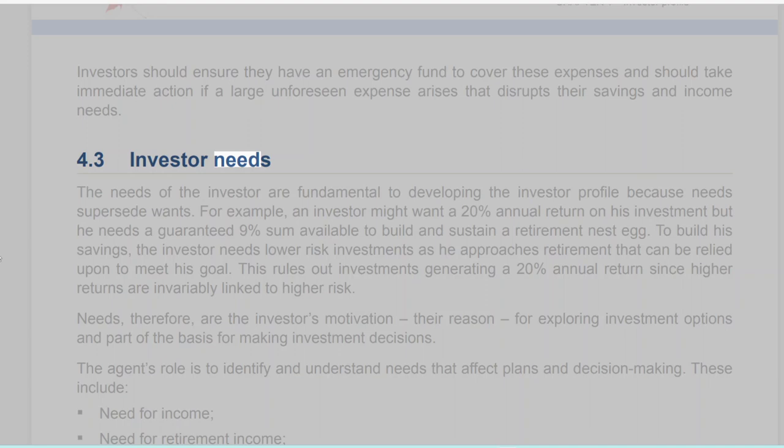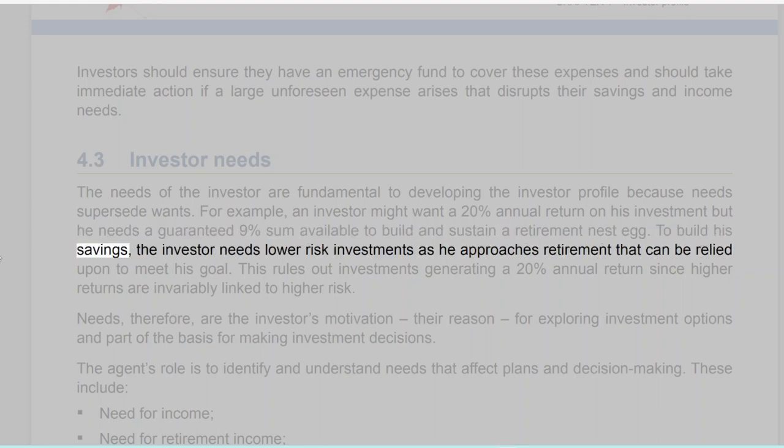4.3 Investor needs. The needs of the investor are fundamental to developing the investor profile because needs supersede wants. For example, an investor might want a 20% annual return on his investment, but he needs a guaranteed 9% sum available to build and sustain a retirement nest egg.